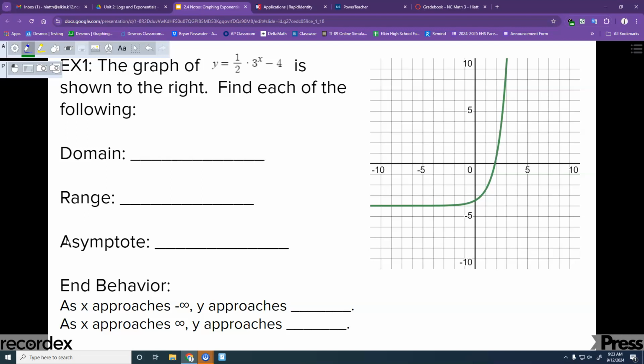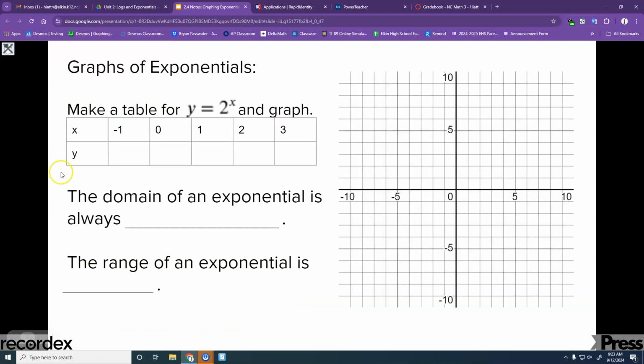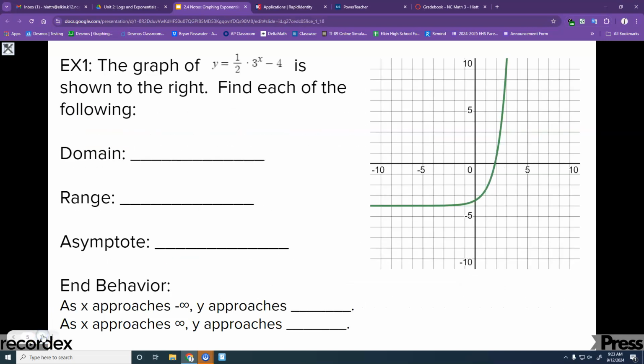Not for domain. If you go back a couple slides, the domain of an exponential is always, what'd you put in that blank? It's always all real numbers, or negative infinity to positive infinity. So domain, you're thinking about, does it exist over here? Yes, it does.